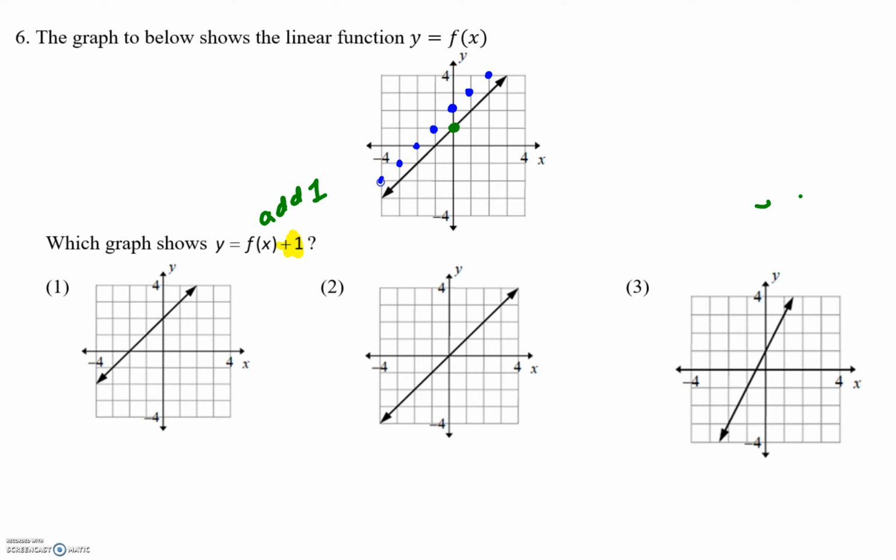So the blue line would be my answer, and I'm just going to see which choice matches that blue line that I just sketched in. So our y-intercept goes from 1 to 2. Choice 2, my y-intercept is at 0. And then choice 3, my y-intercept is still at 1. The only one that got shifted up 1 unit is choice 1.